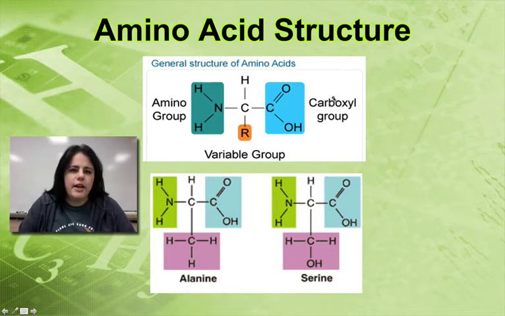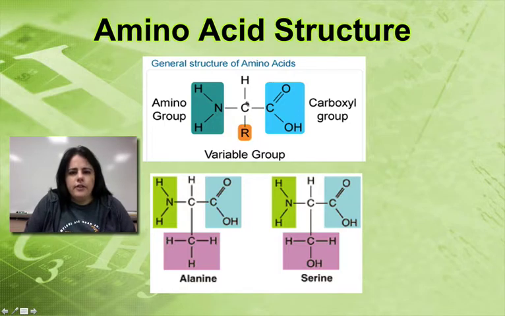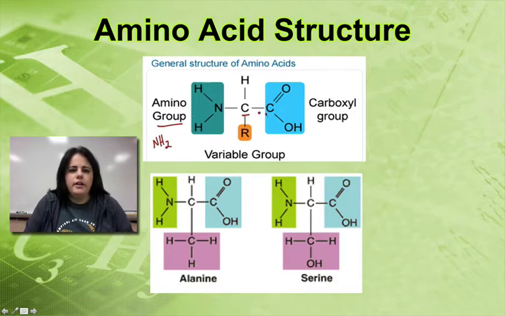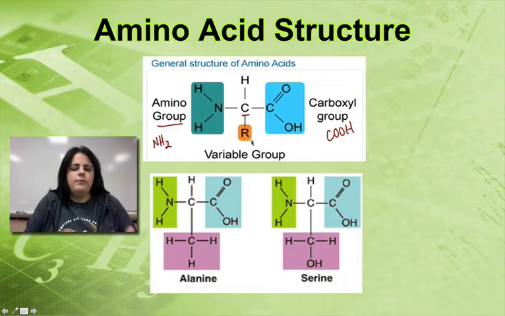So let's take a look at the structure of an amino acid. So an amino acid has a few different parts or groups. The first is that there's a central carbon, and that carbon grabs onto 4 things around it. There's always going to be a hydrogen on one side, and on another side there's something called an amino group, which is abbreviated NH2. And on the other side there's always going to be a carboxyl group, which is abbreviated COOH. The last part of an amino acid is something called the variable group, and it's represented by letter R.